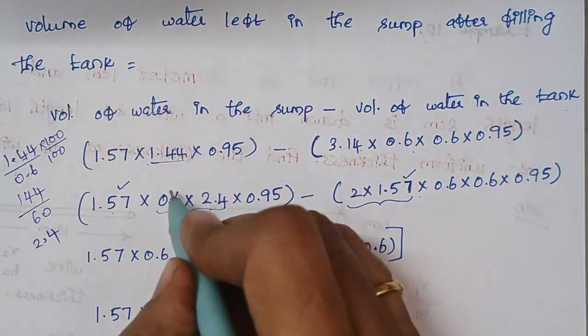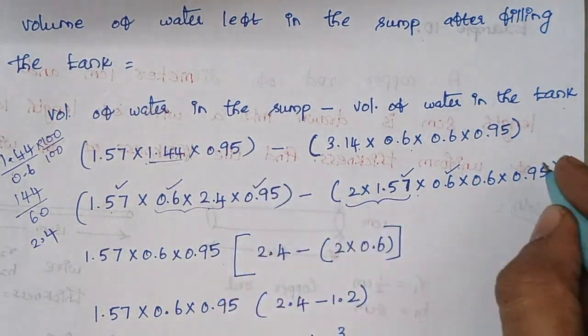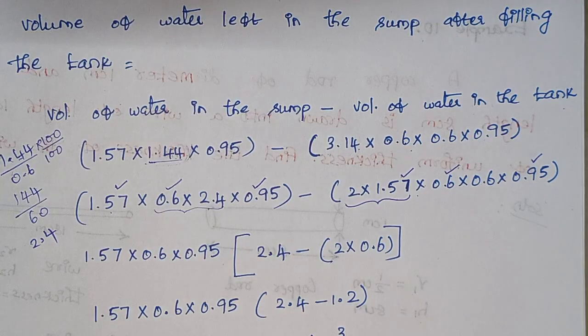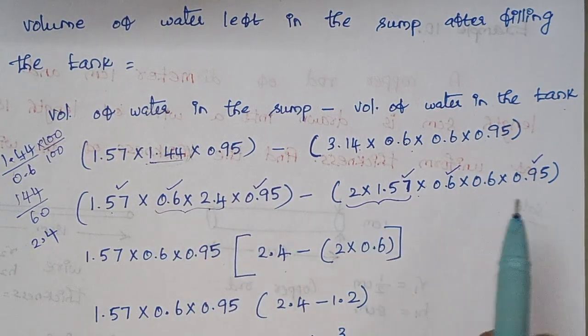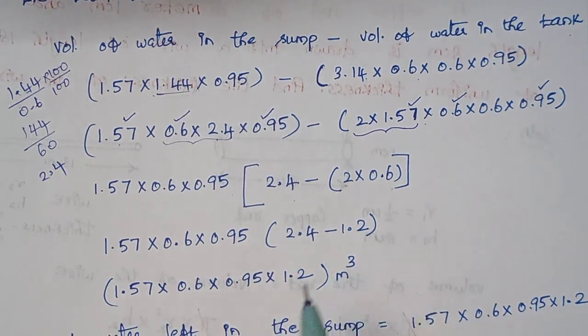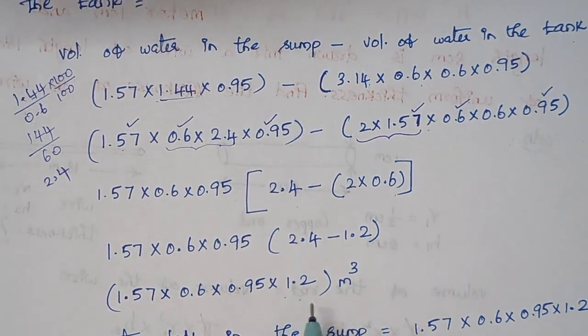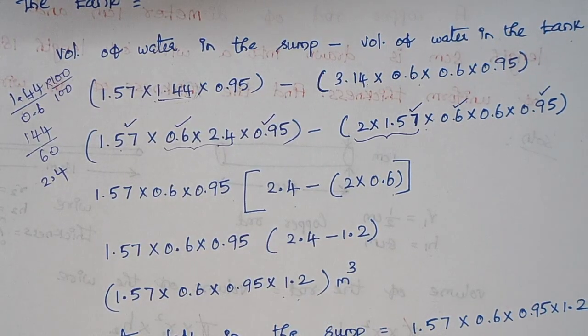Next I have 0.6, and here also 0.6. And next is 0.95, and here also it is 0.95. So just take these common terms outside, and the remaining term here is 2.4 and here it is 2 into 0.6. So 2 into 0.6 is 1.2, and 2.4 minus 1.2 gives you 1.2. This is the volume of the water which is left in the sump, or which is left in the cuboid.